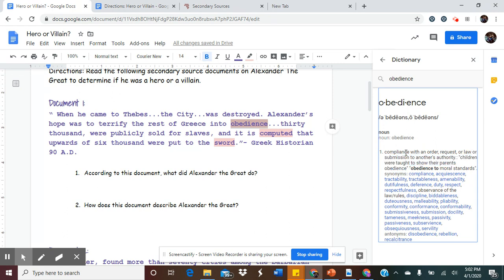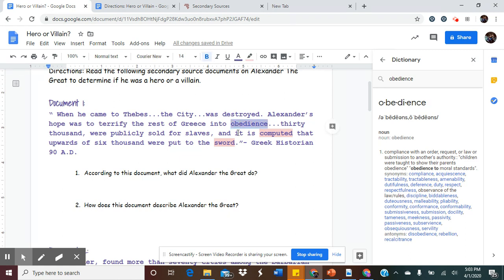Compliance with an order, request, or law. Observance of the laws and rules, understand the rules, know the rules. Okay, so you want to basically, I think, listen. You want to be able to listen to whoever's in charge, right? Taught to show their parents obedience. Your children are taught to listen. Let's see if that makes sense. Alexander's hope was to terrify the rest of Greece into obedience. He wanted them to listen.